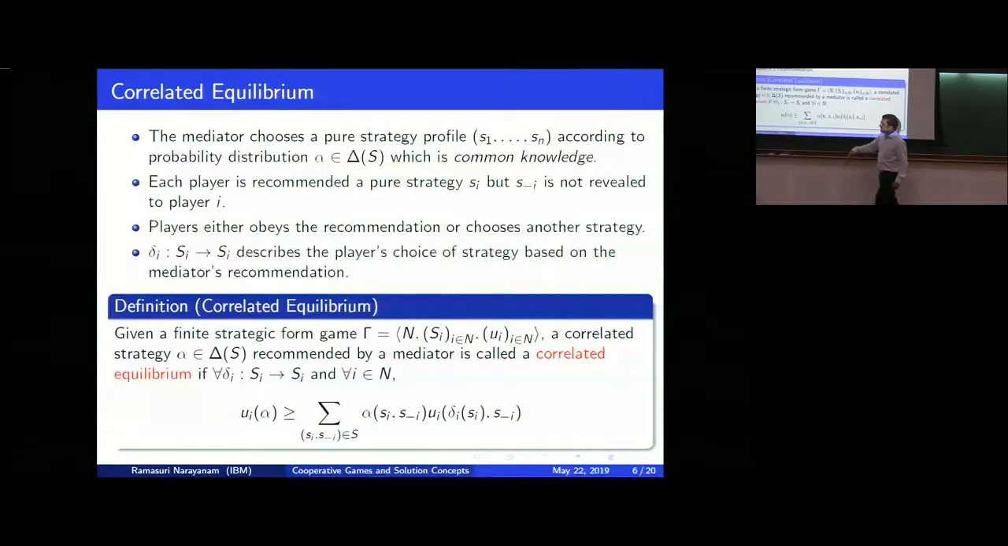It's a probability distribution, so we use all those probabilities here. This is the expected utility that any player can get by using his own mapping delta i. And this is the utility that the ith player gets by using the strategy prescribed by the mediator. So the utility due to the mediator-prescribed strategy should be at least this expected utility I can attain by using my own mapping function delta.